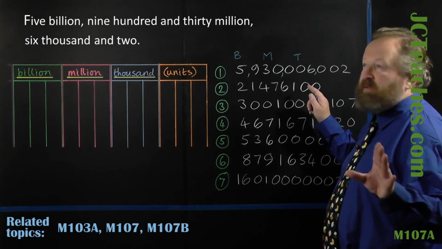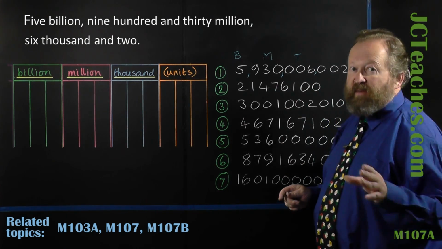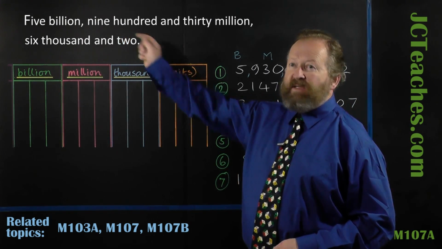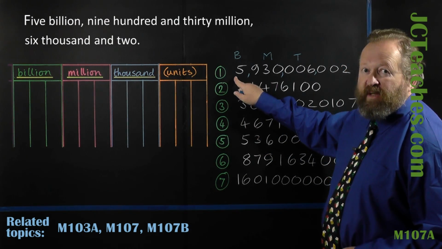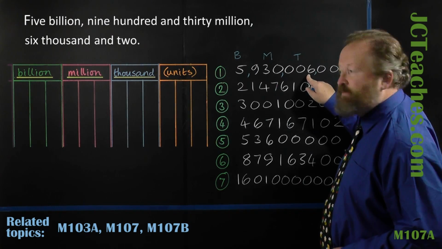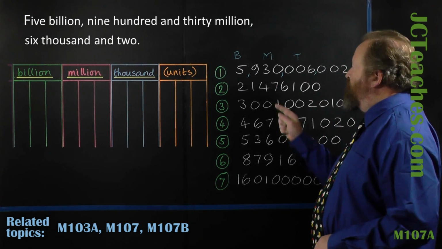So just again, to confirm that one, and I'm hoping that when I'm being clever editing, I could make it pop up there. Is it there? If so, I've succeeded. So 5 billion, 930 million, 6,000 and 2. The next one.